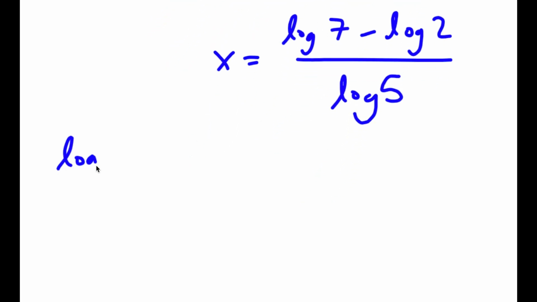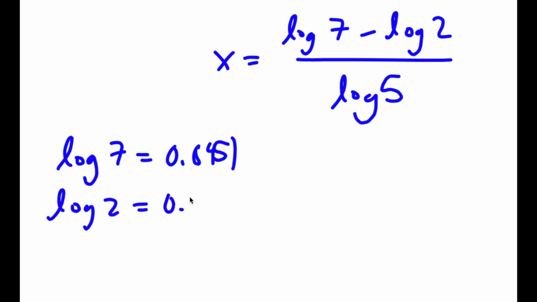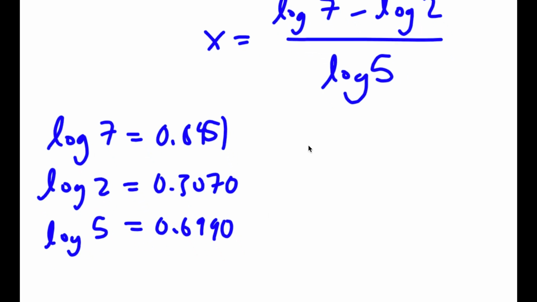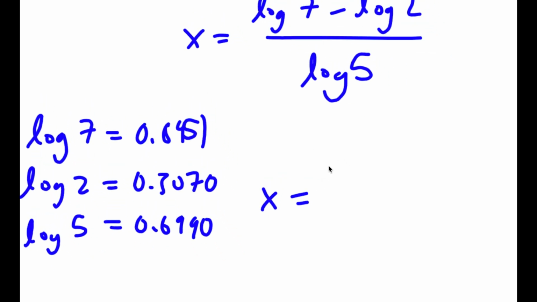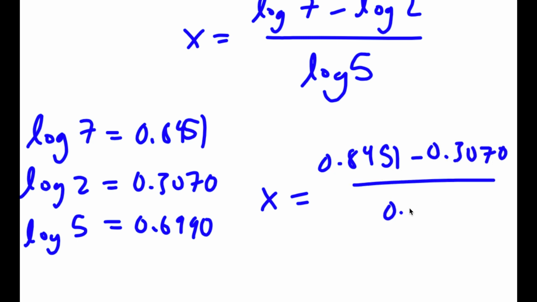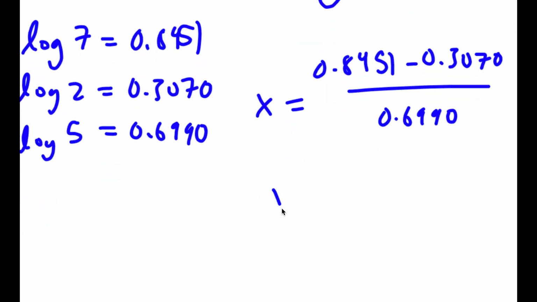Now log 7, this is equal to 0.8451. Log 2 is equal to 0.3070. And log 5, this is equal to 0.6990. So x is equal to 0.8451 minus 0.3070 over 0.6990, which is equal to 0.7784.